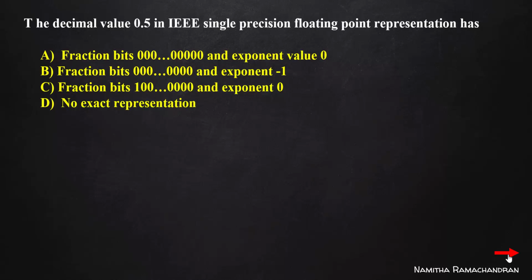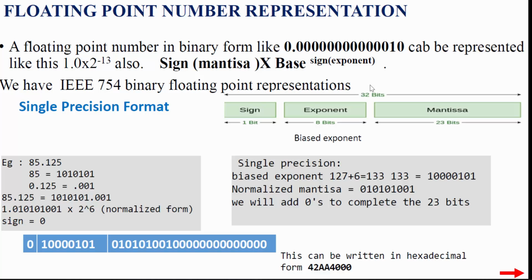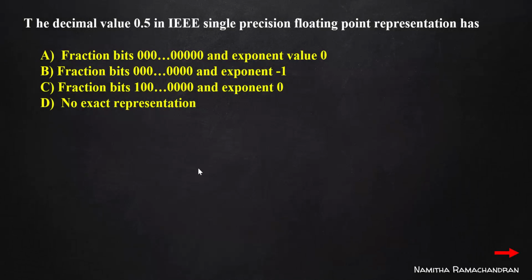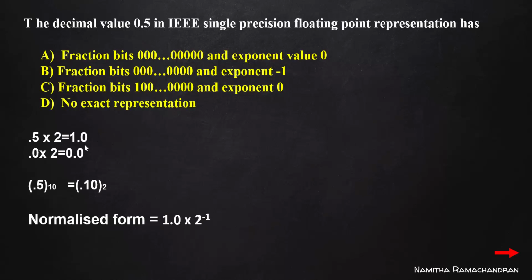So just look at this format. This is a single precision format, 32-bit representation. Must be a single bit sign. Next 8 bits form the biased exponent. Next 23 bits form the normalized mantissa. So based on that, take this 0.5.